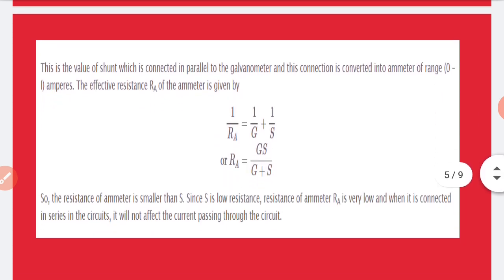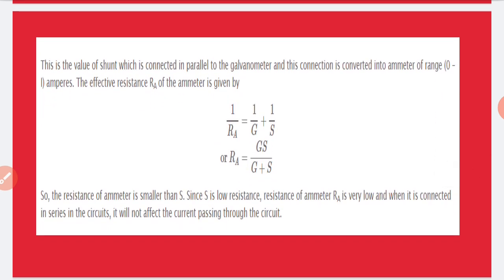Now, this is the value of shunt which is connected in parallel to the galvanometer, and this connection is converted into an ammeter of range 0 to I amperes.